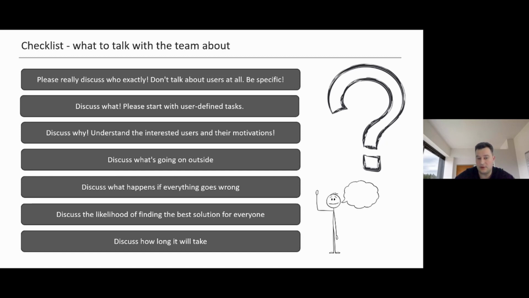What else? Discuss what is going on outside this user story. Discuss what happens if everything goes wrong. Sure, classic. And discuss the likelihood of finding the best solution for everyone. This is a very tricky point because you need to spend some time on that. And sometimes in our team discussions, we couldn't reach consensus on the first try. So that is why we need to have a couple of these sessions, a couple of discussions. But it could be a rare case if you have a good description of the user story and if you provide the answers to the three questions that we mentioned before: who, what, and why.